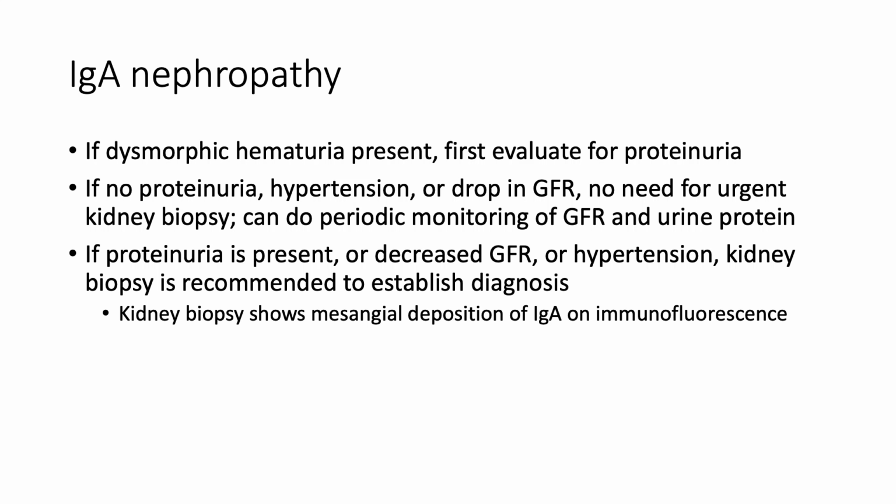If they do have proteinuria, or they develop proteinuria, or they have a drop in their GFR, or they develop hypertension, at that point you do want to get a kidney biopsy so that you can establish the diagnosis and figure out how severe it is. And on your kidney biopsy, you're gonna see IgA light up on the immunofluorescence with the mesangial deposition pattern.